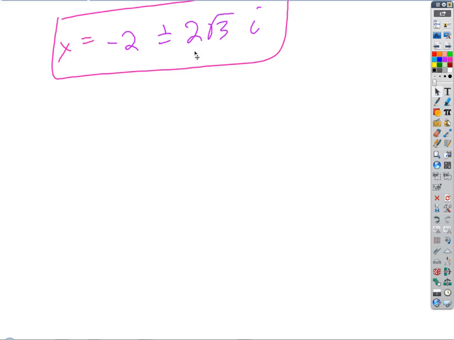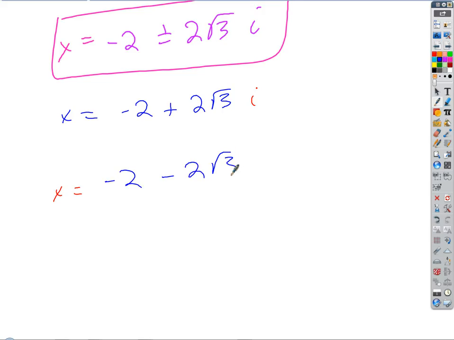So if I write those as two separate solutions, I want you to tell me what the relationship is. I either get x equals negative 2 plus 2 radical 3i, or x equals negative 2 minus 2 radical 3i. What do you notice about those two solutions? How would you describe them?